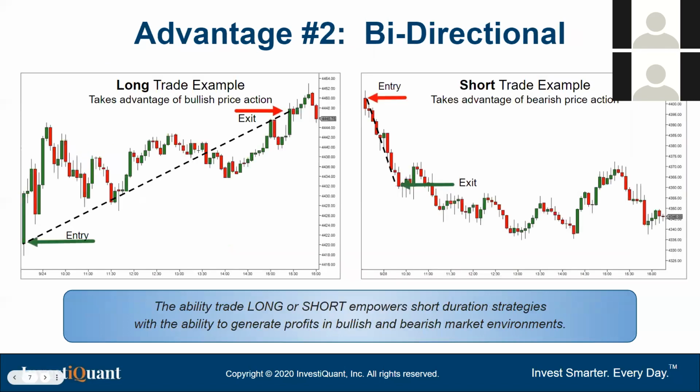The second advantage is the ability to trade bi-directional. Everybody knows what trading long is. If you're a buy and hold investor, you're simply buying and just letting it ride to the long side. But with short-term trading, you've got the ability to trade both long and short. These are just a couple of examples from trades that were taken in our auto trading portfolio to give you an idea of what it would look like.